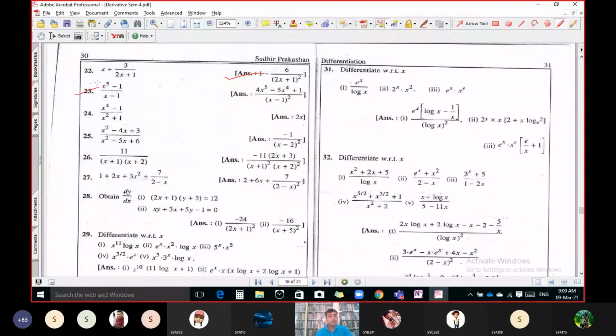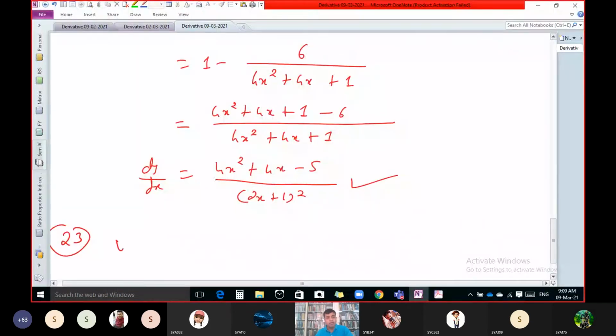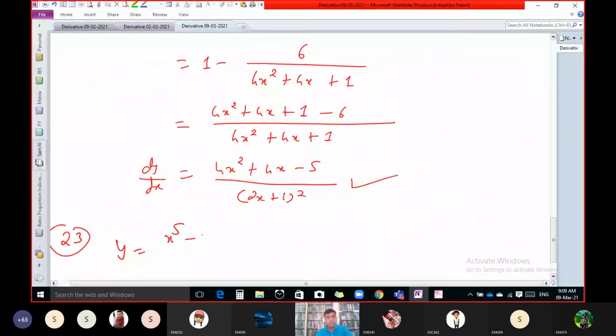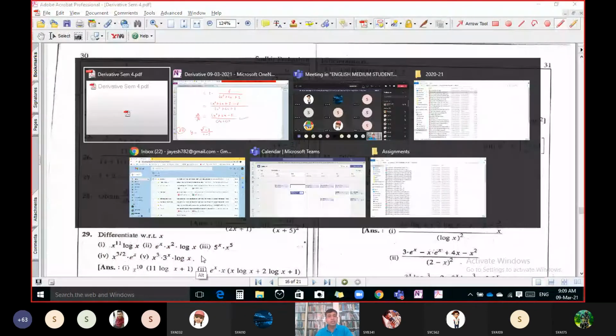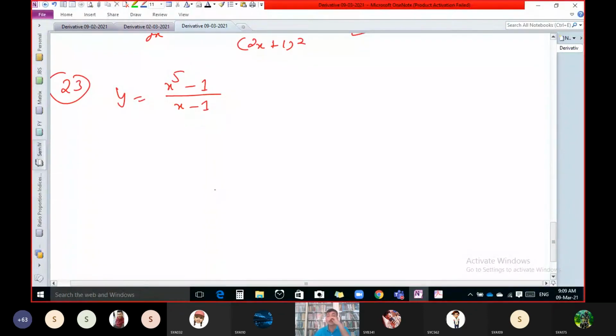Question number 23. y equal to x raised to 5 minus 1 upon x minus 1. Here also you have two options. You can factorize x raised to 5 minus 1, but that is not that simple. So instead of doing that, you can start with the quotient rule, upon (x minus 1) the whole square.